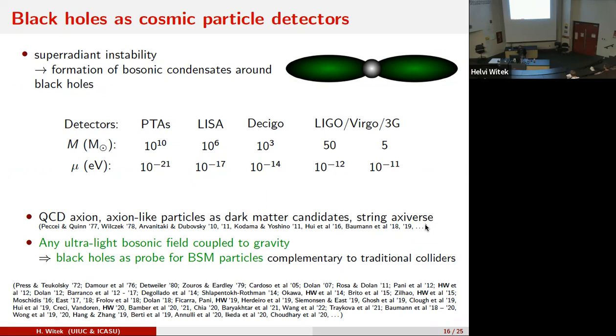And there has been, as you can see from my long reference list here, a lot of work on this topic, and it has really picked up about 10 years ago when people realized that we could use black holes to probe for these fields.